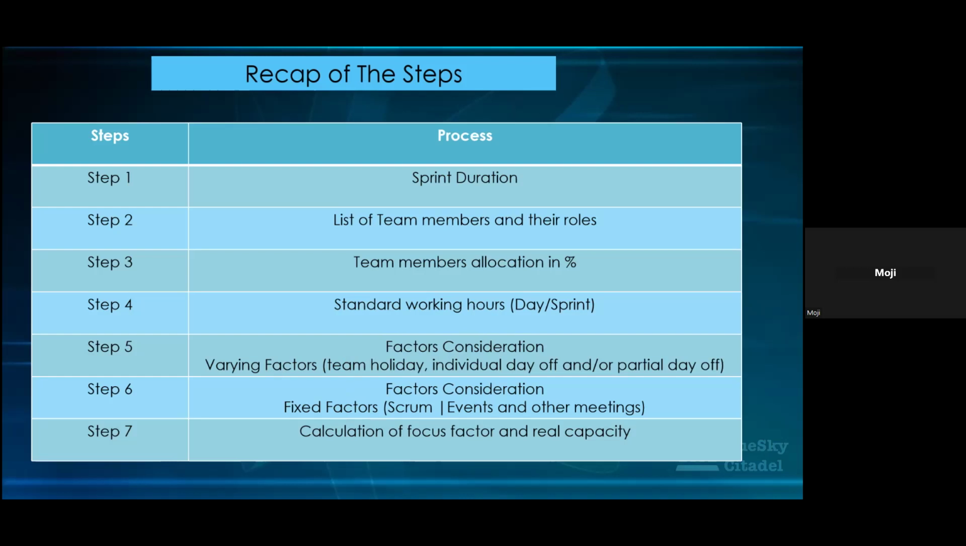And then the fixed factors you also put in. Those are your Scrum events, because normally you will have Scrum events during a sprint. Your other meetings might fall under varying or might be fixed. It depends. You might have a Scrum coaching session during a sprint, you might not. There might be upskilling trainings, there might not. But your Scrum events are fixed factors that you need to consider when you're calculating your capacity. And then the seventh step is using the calculation to get your focus factor and also your real capacity.